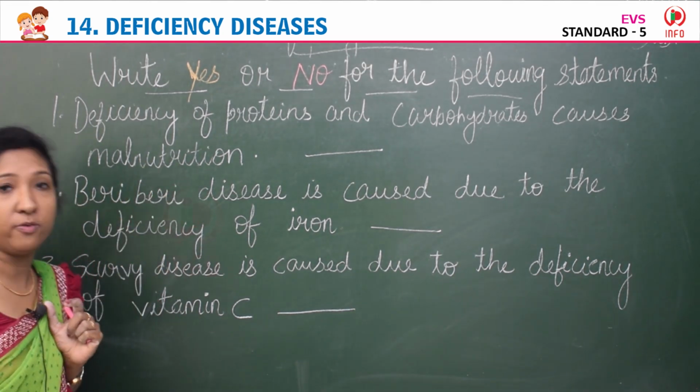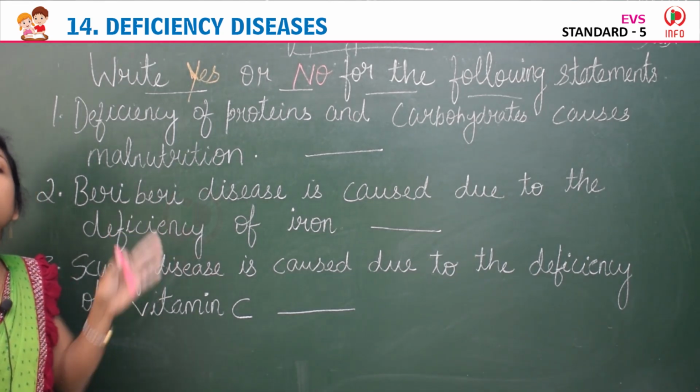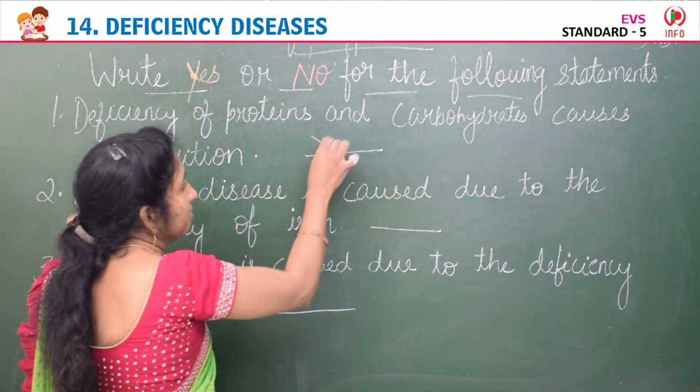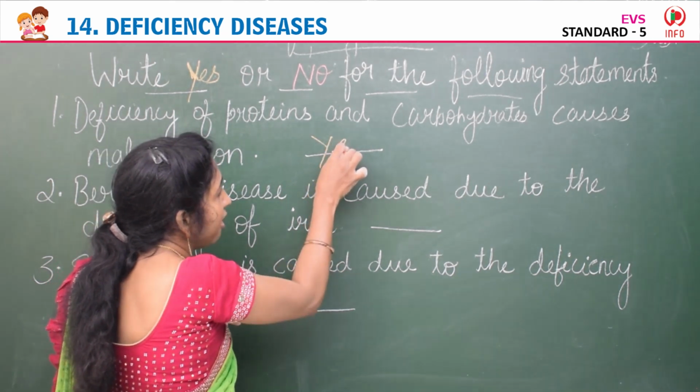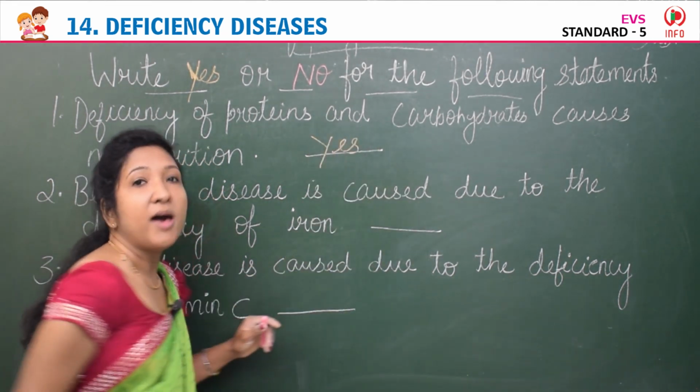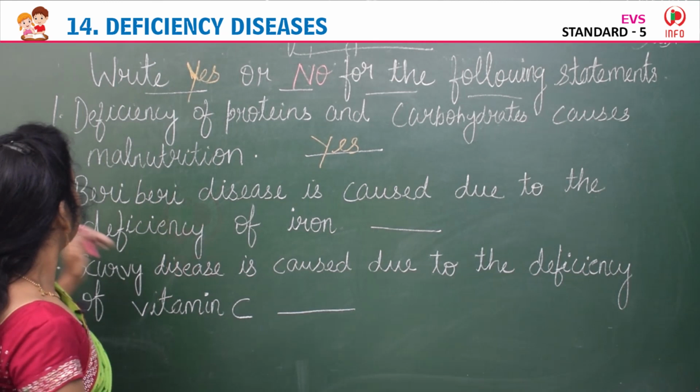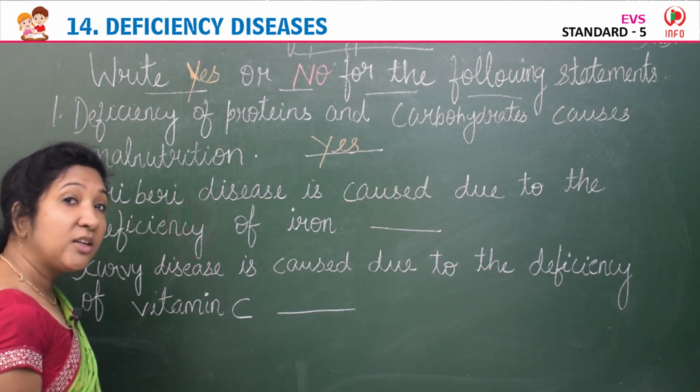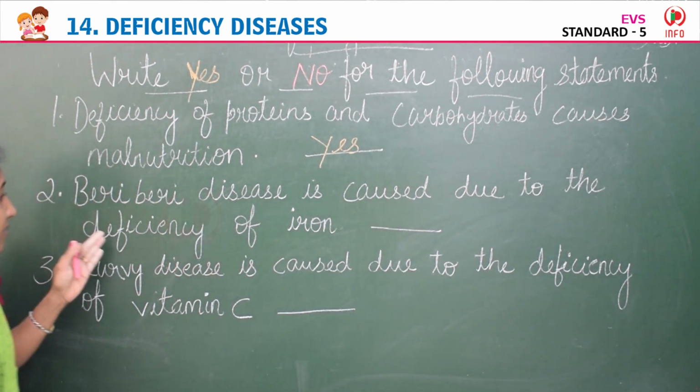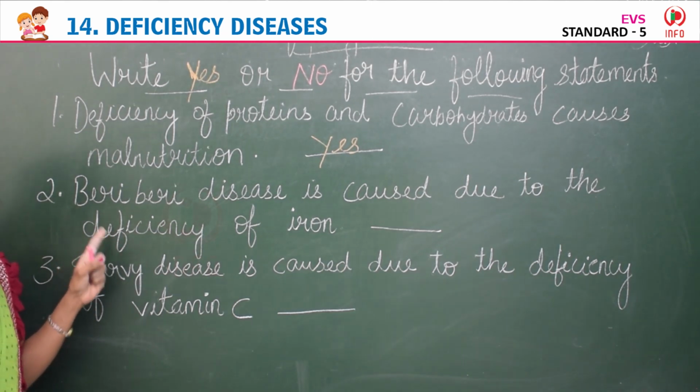Yes or no? The answer is yes. Malnutrition is caused by the deficiency of proteins and carbohydrates. Now coming to the second question. The second statement. What is written here?